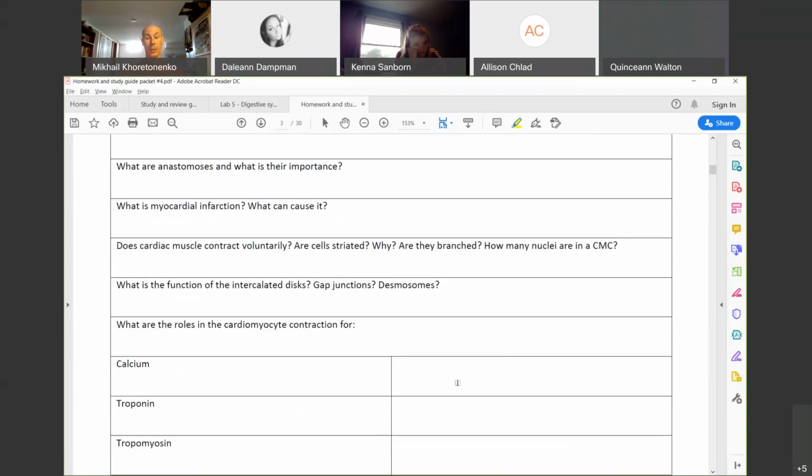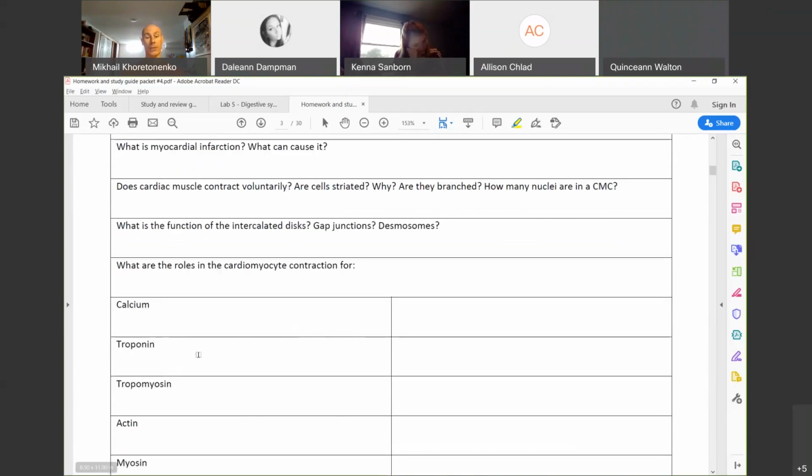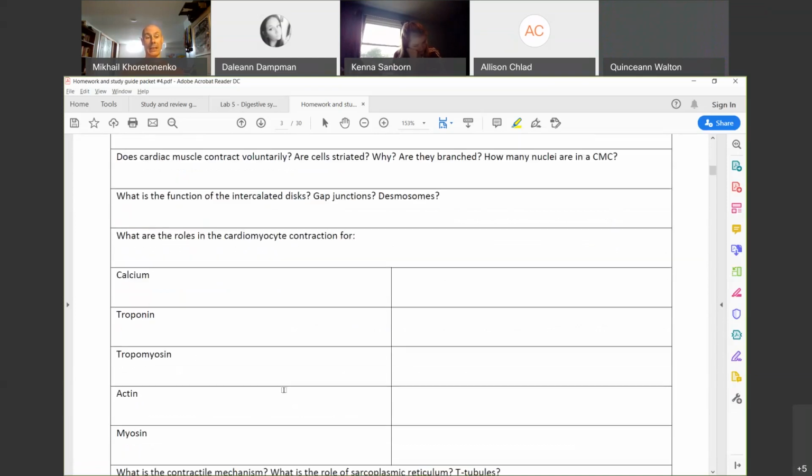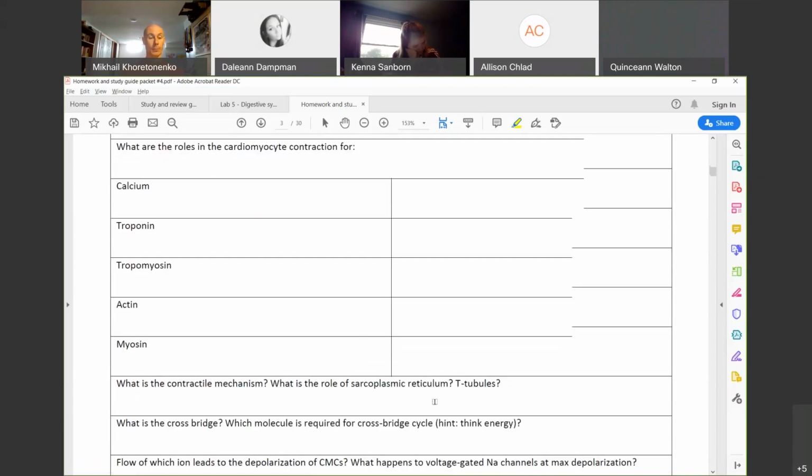Calcium initiates the contraction by binding to troponin. Troponin shifts tropomyosin from the actin. Tropomyosin blocks the binding site on the actin, preventing the formation of the cross bridge between actin and myosin. Actin forms thin filaments. Myosin forms thick filaments and forms cross bridges. The myosin heads form cross bridges with the actin.